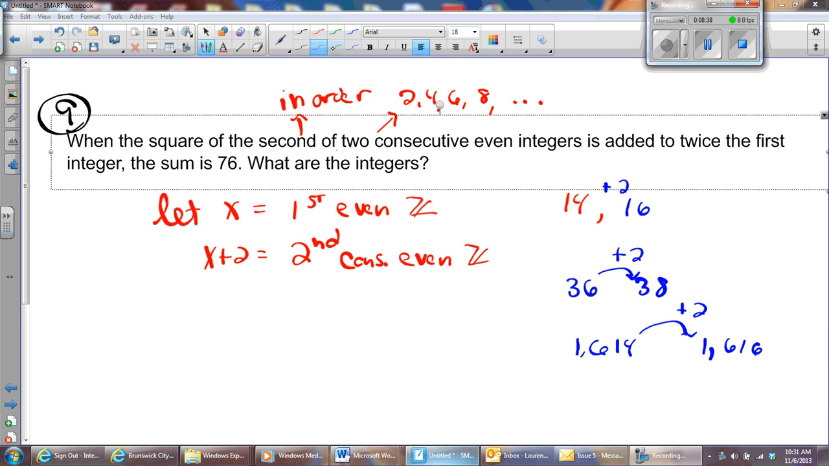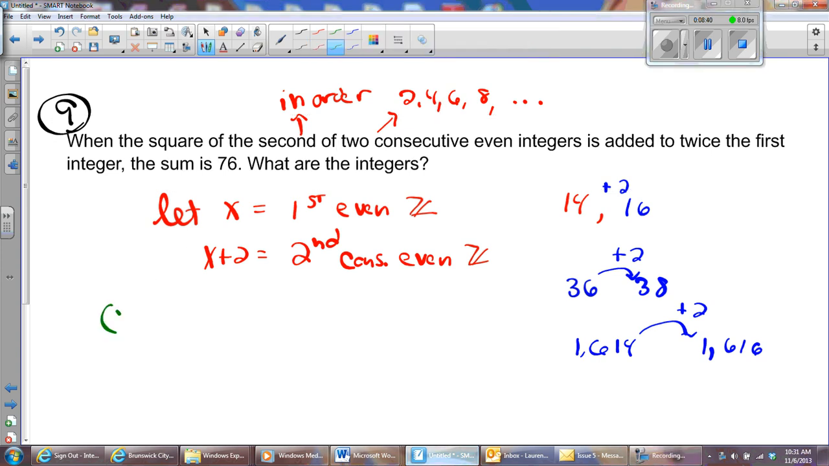So I need to take the second of the consecutive even integers, which would be x plus 2. But I need to square it. That is a FOIL problem. That is not x squared plus 4. Make sure you're doing that right. Is added to twice the first. Well, that would be 2x. The result is, or the sum is 76.